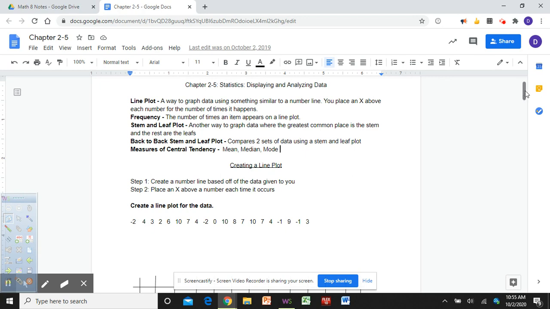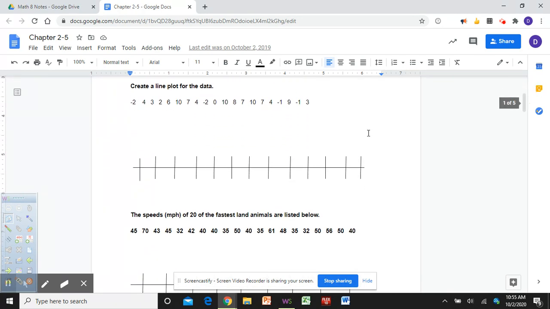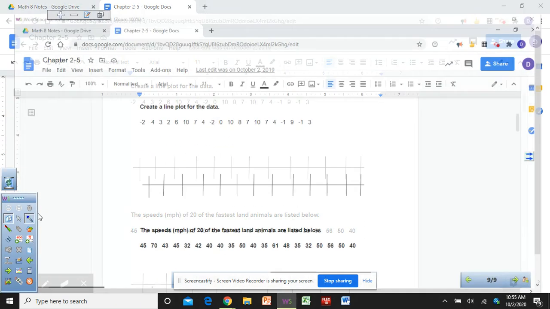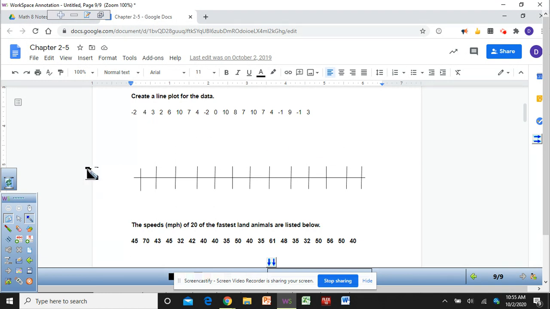Line plots. Line plots are an easy example of a good way to analyze data. What you do for a line plot is you make a number line. So I'm going to number these from -2 all the way to 10. So -1, 0, 1, 2, 3, 4, 5, 6, 7, 8, 9, and 10. And all you have to do is go through your data and you put an X or a dot above each one.